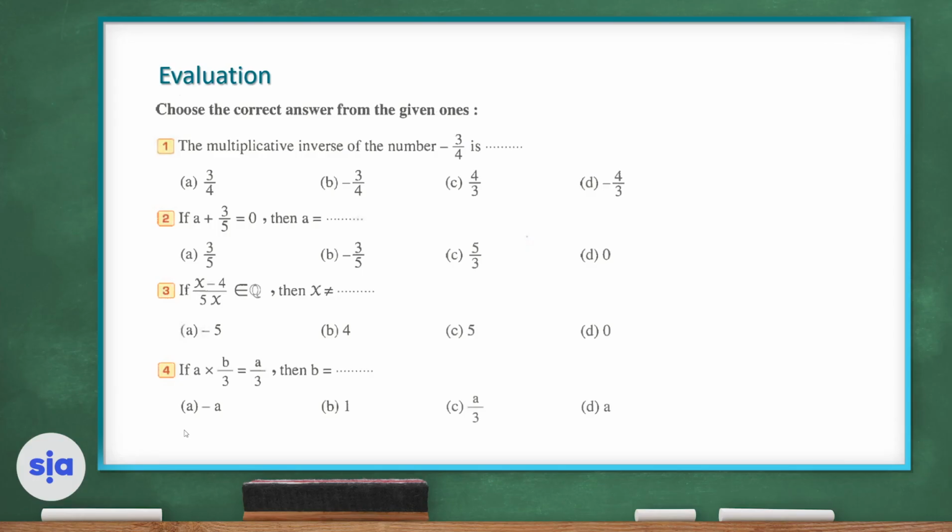Let's now go to the evaluation part. In the evaluation part, the question is asking me to choose the correct answer. The multiplicative inverse of the number negative 3 over 4 is, yes, it's negative 4 over 3. A plus 3 over 5 equals 0. So for sure, A is the additive inverse of 3 over 5, which is negative 3 over 5. If x minus 4 over 5 over x belongs to Q, then x cannot be 0. If A times B over 3 equals A over 3, so in this case, the B is equal to 1.